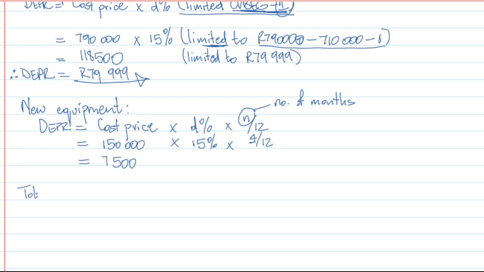Therefore, the total depreciation on equipment is going to be 79,999 rands that we calculated for the old equipment, plus 7,500 rands, which is the depreciation on the new equipment. This equals 87,499 rands.